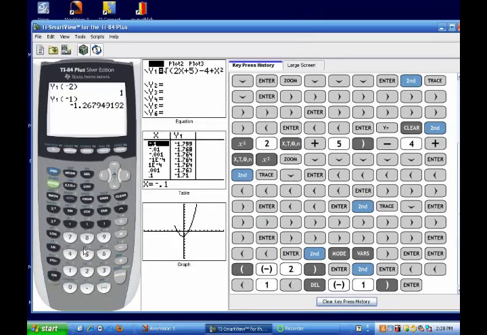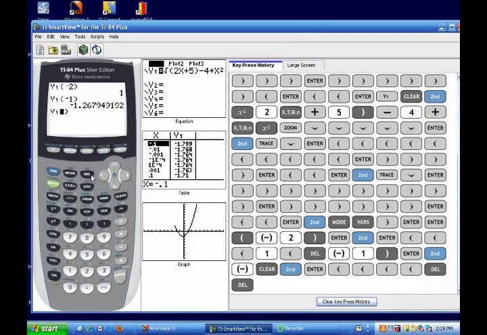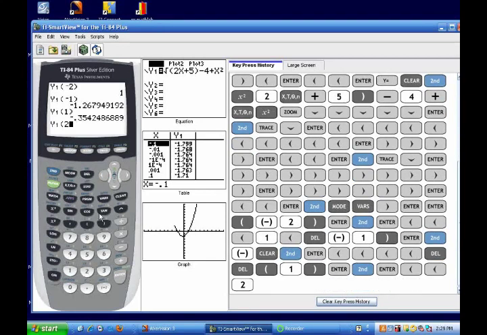So right here, I'm going to pull this up again. Second entry. I want to go over there, a positive 1. Positive 1. Hit enter. It's a -0.35. And then I want to do a positive 2. Enter. And I get a positive 3.